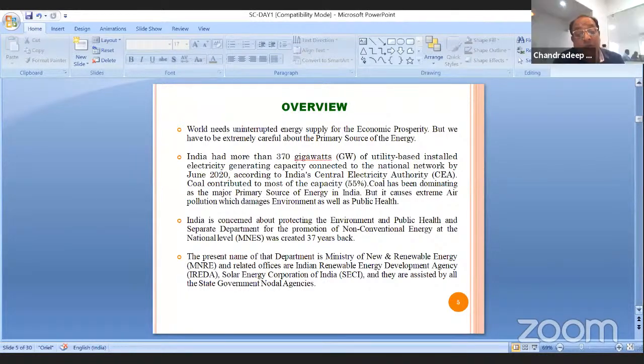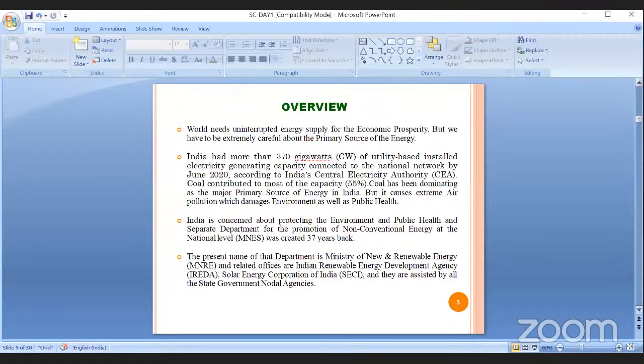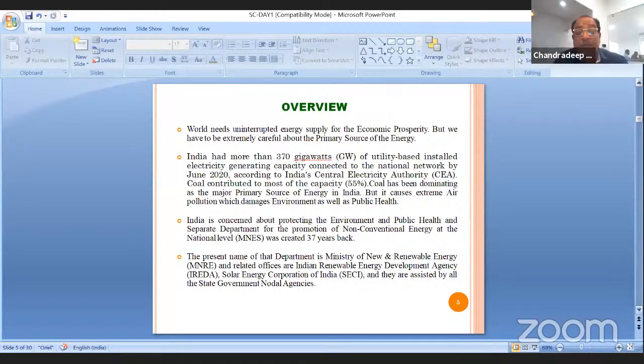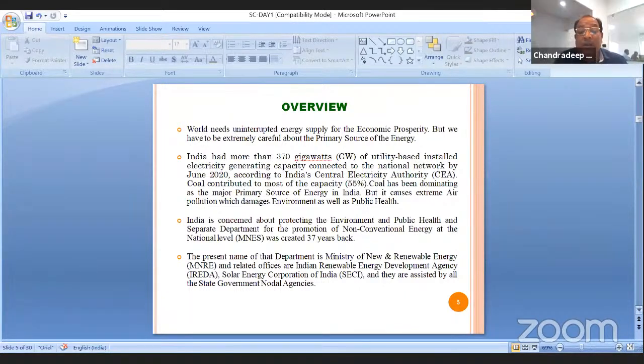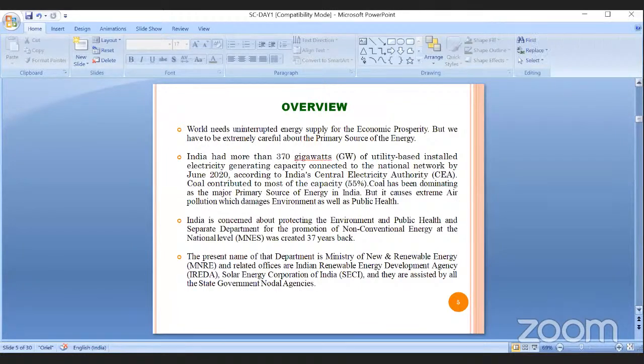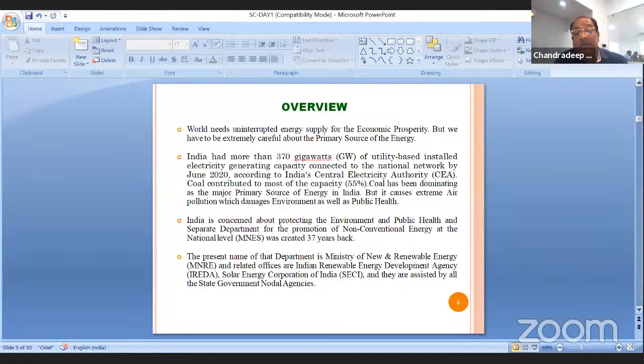India is also concerned about protecting the environment and public health, and a separate department for the promotion of non-conventional energy at the national level was created 37 years ago. The present name is the Ministry of New and Renewable Energy, with related offices: Indian Renewable Energy Development Agency, Solar Energy Corporation of India.